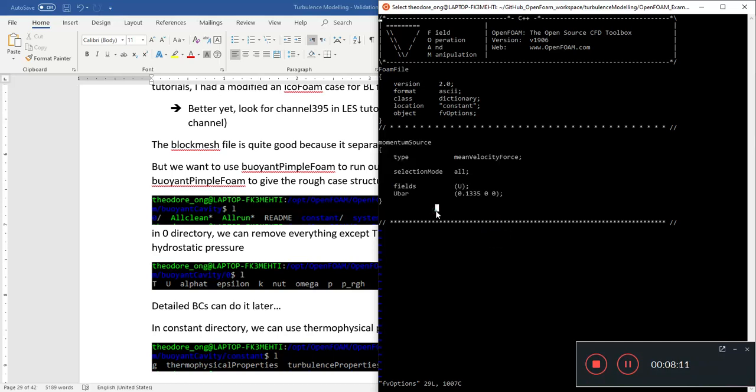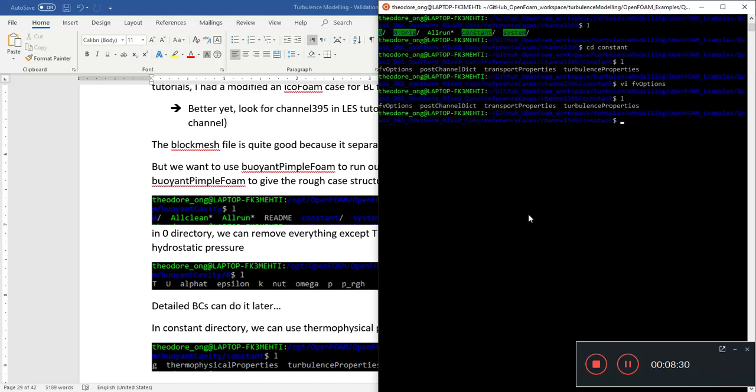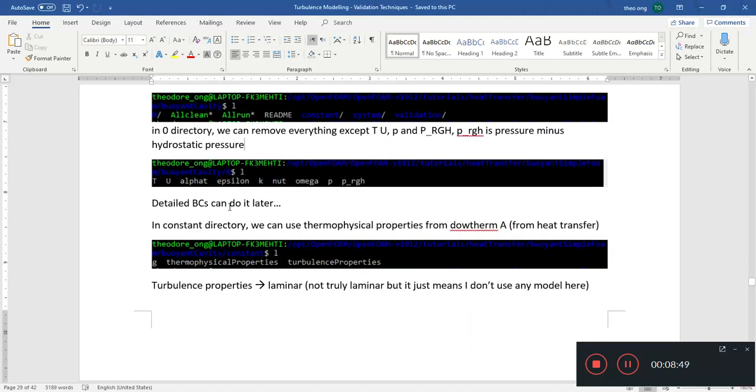So this momentum source, so to speak, using this mean velocity force, will give you the driving force you need for your velocity. So no need to worry about setting them right in the boundary conditions. This is very, very useful, especially for channel flow, especially as the whole case has been set up as such already, so you don't really need to do anything too new. Okay, so this is the boundary condition.